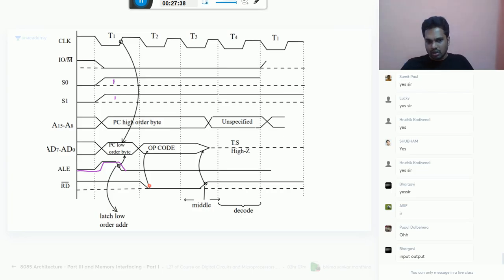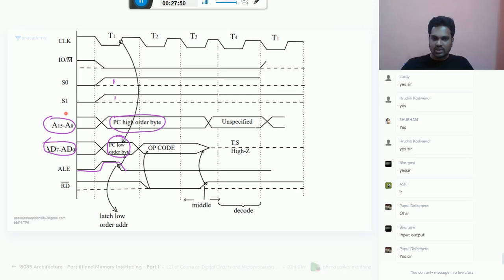So the program counter lower byte will be copied into the address bus and the higher byte will be copied into the higher address bus. Okay, there is nothing difficult. All these things you know already. We are just representing this with the help of some figure, which looks complex but is not complex.